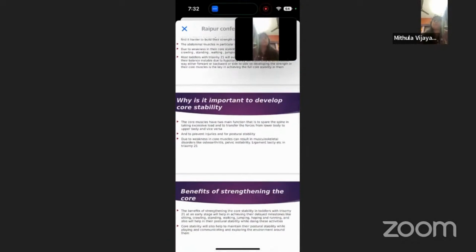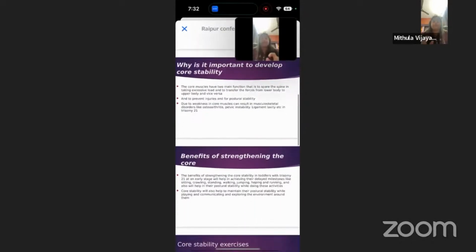Why is it important to develop core stability? The core muscles have main functions: to spare the spine from taking excessive load, to transfer forces from the lower body to the upper body, to prevent injuries, and for postural stability. Due to weakness in the core muscles, toddlers with trisomy 21 can have musculoskeletal disorders, pelvic instability, and ligament laxity, etc.